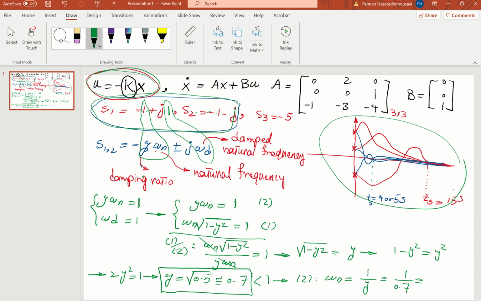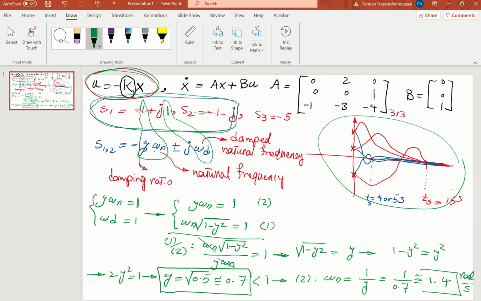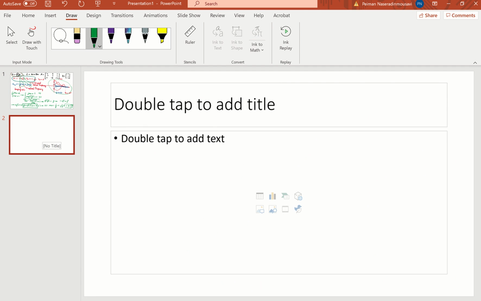So the natural frequency of the system, after designing the controller, is 1 divided by this. It is ballpark 1.4, right? Radian per second. And as I taught you in undergraduate control and also vibration, zeta is dimensionless, that's right. So let me write it down here.